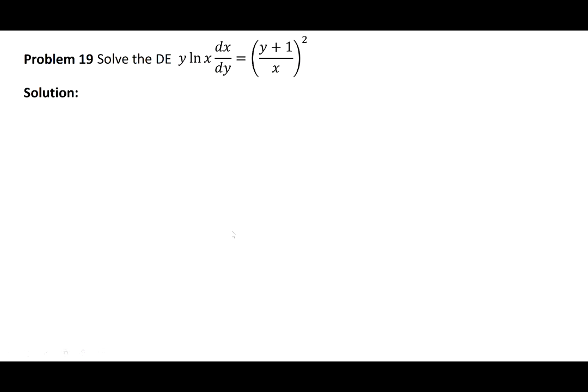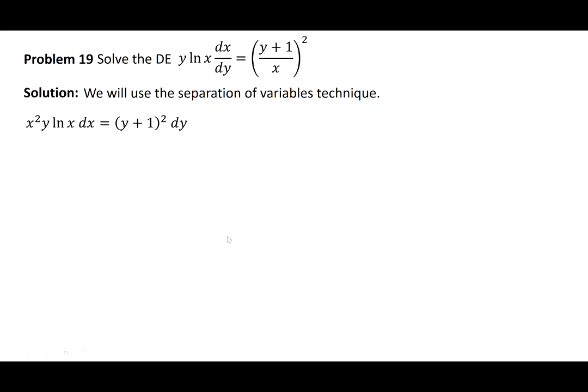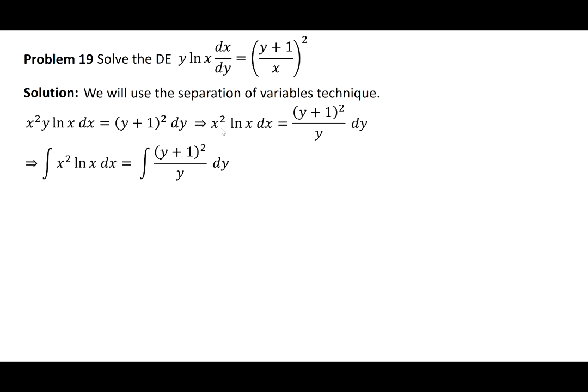Solve. What technique? Yeah, separation of variables. So what I did is I wrote this (y plus 1) quantity squared over x quantity squared as (y plus 1) squared over x squared, and then multiplied both sides by x squared, giving me x squared times the natural log like this, and then separated the x's and y's. And integrated both sides. And do we know how to integrate x squared natural log of x?